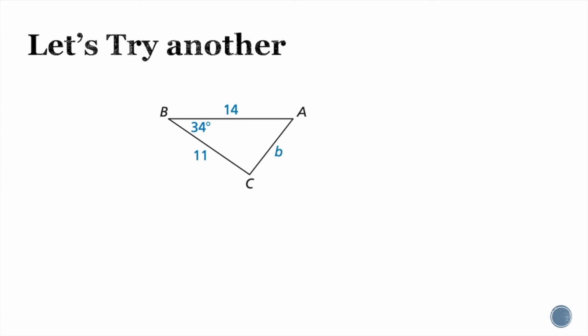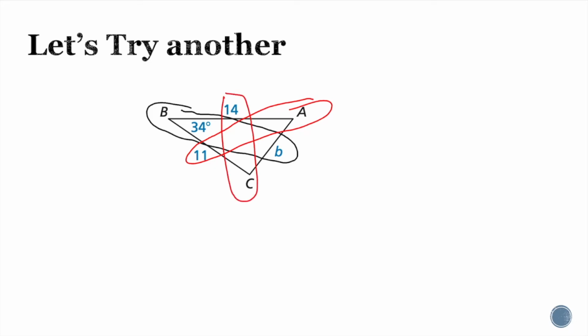So here I have angle B, which is 34 degrees, and the opposite side B. However, I don't have anything else. I don't have an angle here, nor do I have an angle here. I can't use the proportion of the law of sines when I have two unknowns or two variables. So this does not work for us.